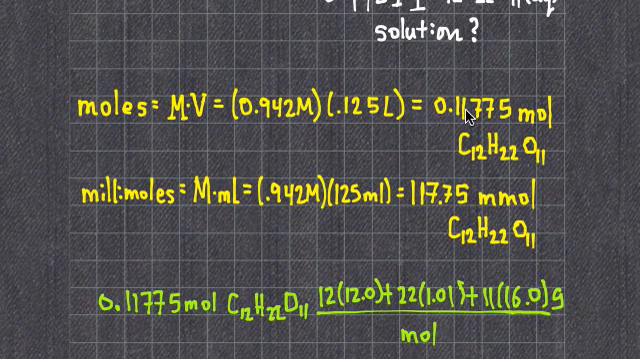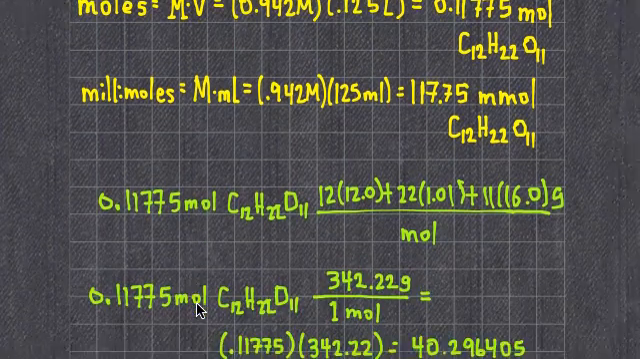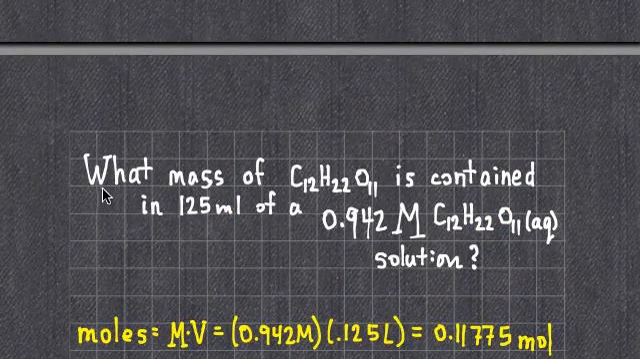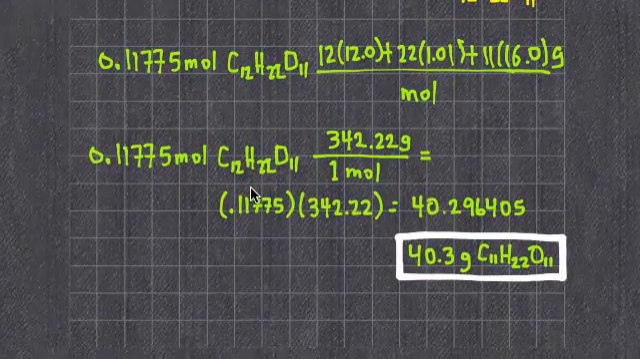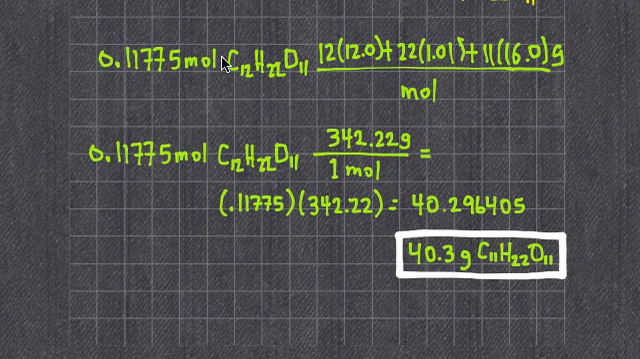So if I had 0.11775 moles, I saved too many sig figs, there's only 3 sig figs, but I'll save the rounding until the very end. I can convert moles to grams and find out how many grams. The original question was, what mass of sugar is contained in that sample of sugar water? So I changed the moles into grams, 12 carbons, 22 hydrogens, 11 oxygens, 342.2 grams per mole. The moles go on the bottom of this conversion factor to cancel. Multiply those two numbers: 40.3 grams of sugar.